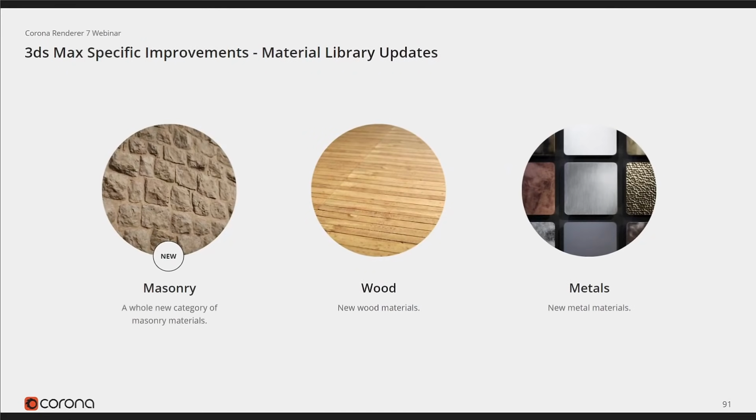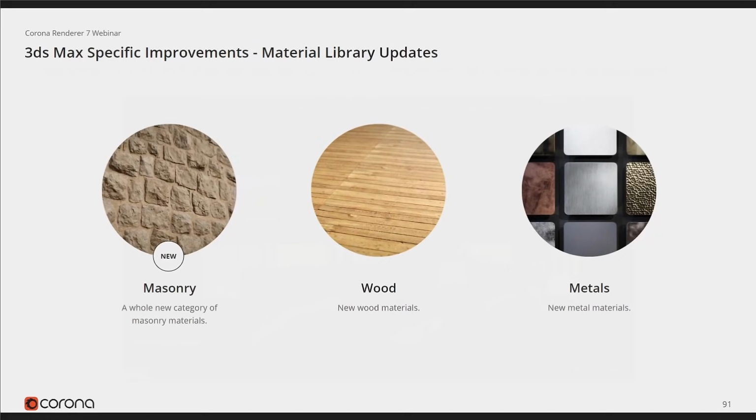Then we've got some material library updates. And so we've got a whole new category for you, which is called the masonry category. And it has your typical masonry materials, such as stone walls or brick walls and stuff like that. So if you're into those type of materials, well then we got something for you there. We also have a couple of new wood materials, and we also have a couple of new metal materials for you to use. Hopefully all of these are going to make your workflow even easier, right? Even better.